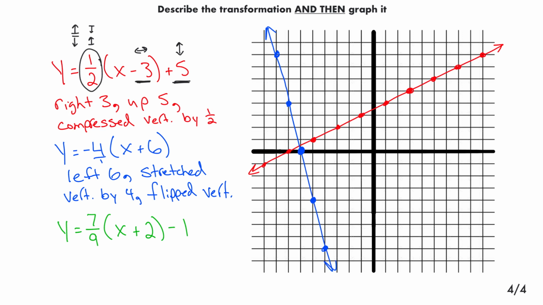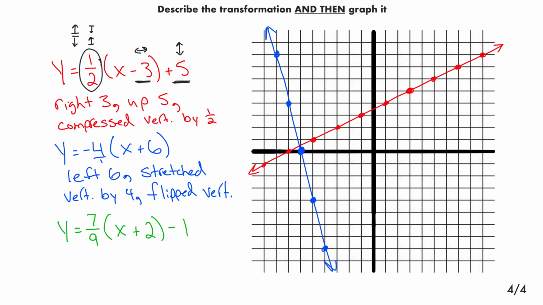And lo and behold, that blue line compared to the original black line, the y equals x line, it is that black line. If we moved it left 6, we made it 4 times taller, and we flipped it vertically, you get the blue line.